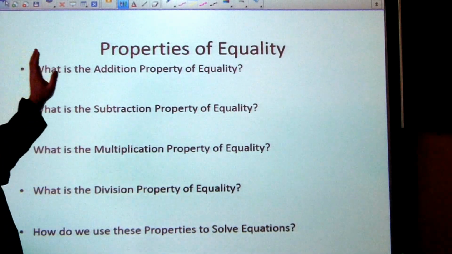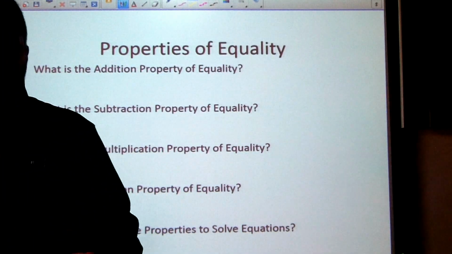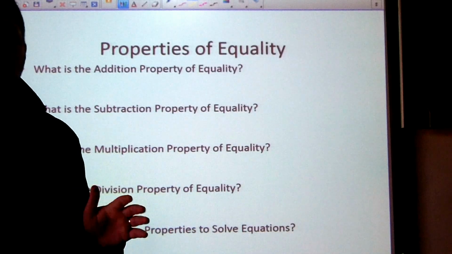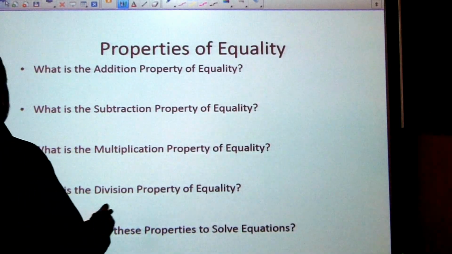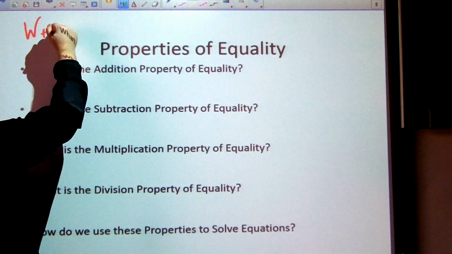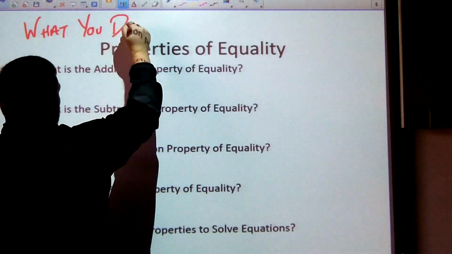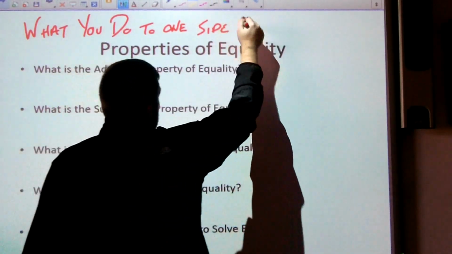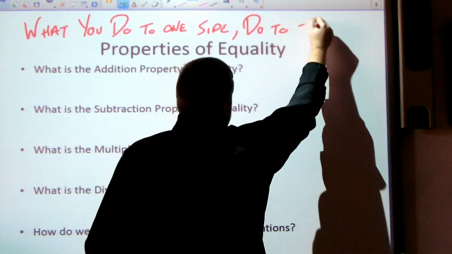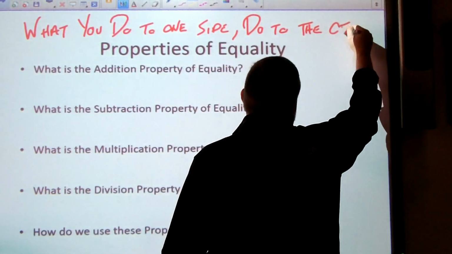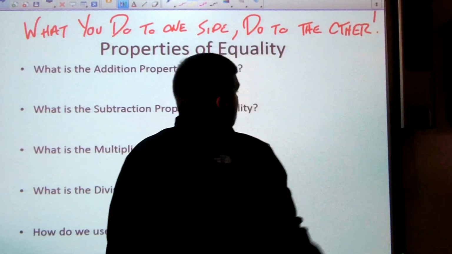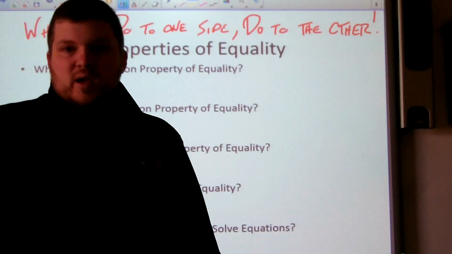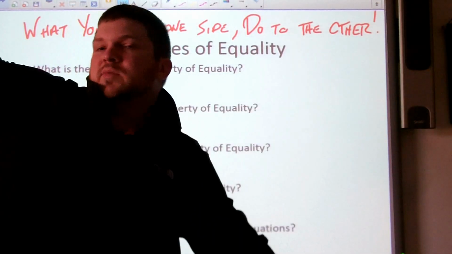Now, here we have lots of properties, okay? Properties of equality, addition property, subtraction property, multiplication property, and division property. But you know what? Let's simplify all this. Essentially, it just means what you do to one side, you have to do to the other. So I'm going to put that at the top. That's super important, okay? Because otherwise, if you don't do the same thing on both sides, you're not going to have an equation anymore. Your seesaw is not going to be in balance. Instead, it's going to be something like this.